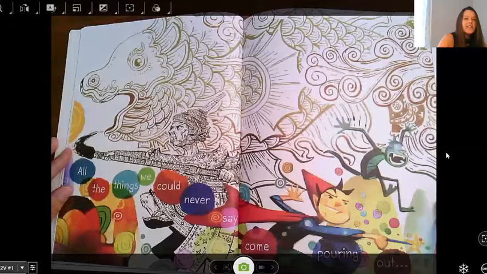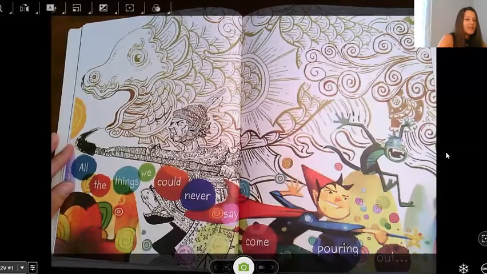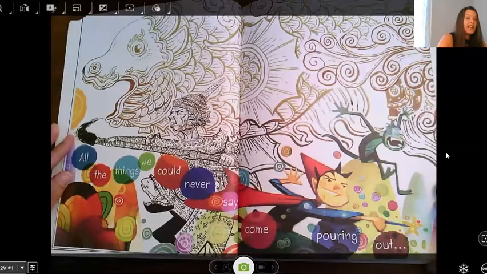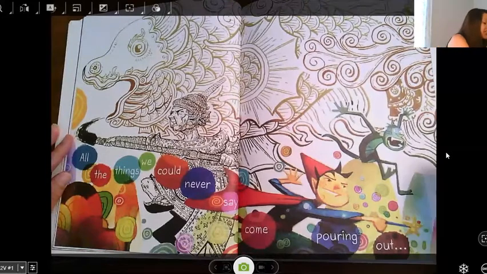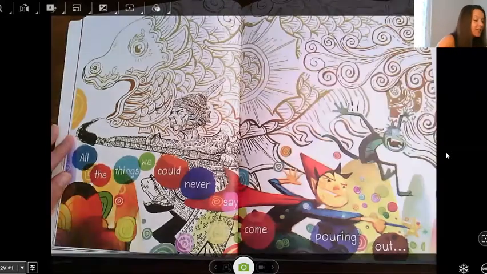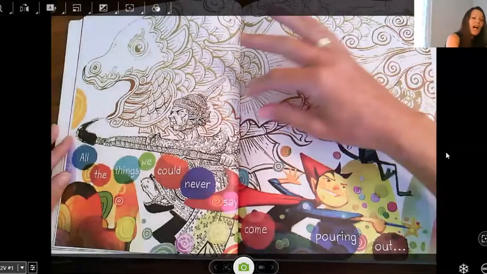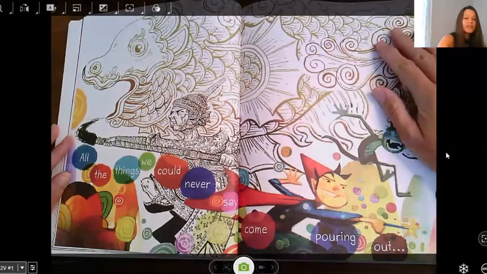All the things we could never say come pouring out in artwork, their common ground, right? Beautiful Asian art back here. Very simple lines, simple colors.